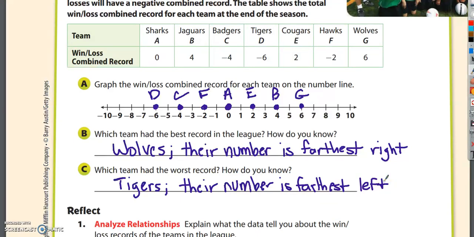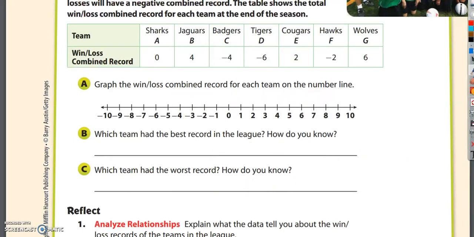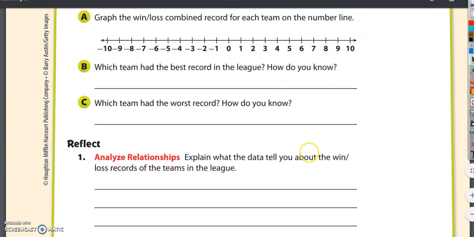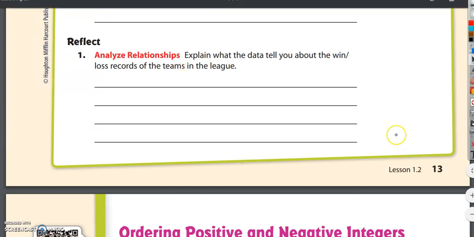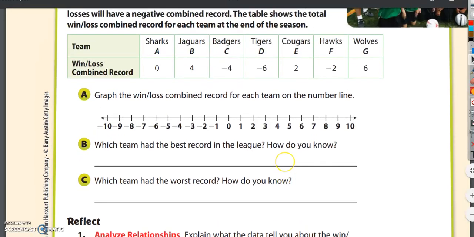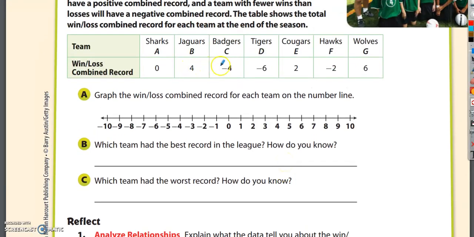Okay, let's go ahead and move on to the reflect question at the bottom of the page. Number 1 reads, explain what the data tell you about the win-loss records of the teams in the league. Well, when it says teams, plural, what we're supposed to do here is draw kind of a general conclusion. So I'm going to go back up to the top here. And what do you notice about some of the numbers? Some of the numbers are negative. And what would we know about those teams? The direction stated that the negative combined loss record are the teams that lost more games than they won.